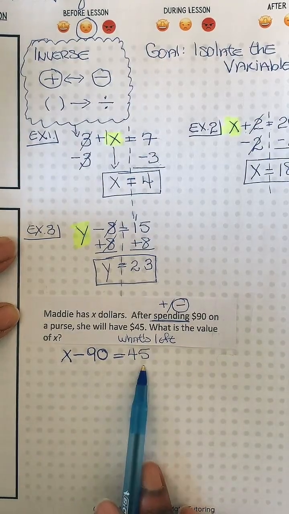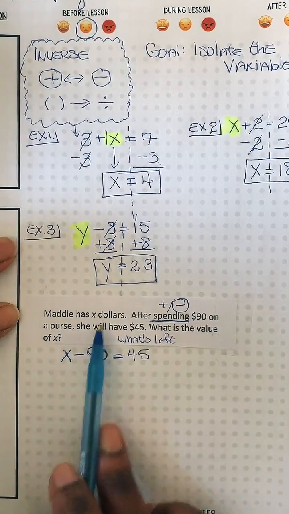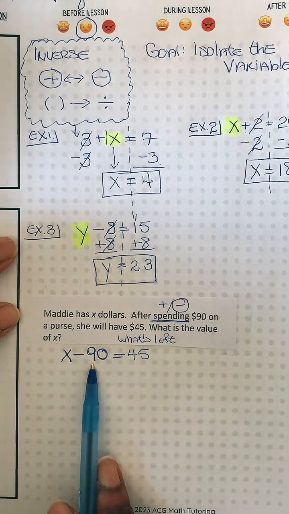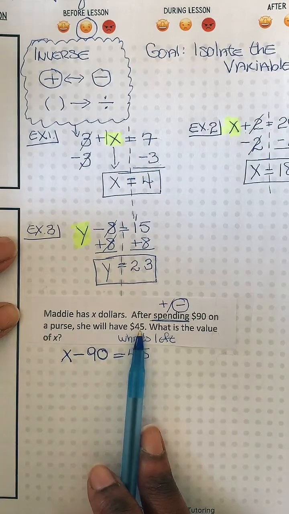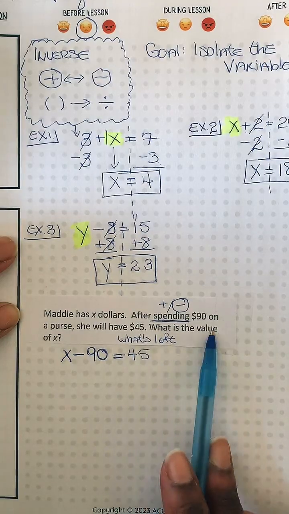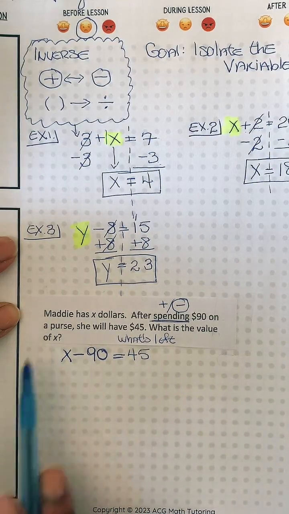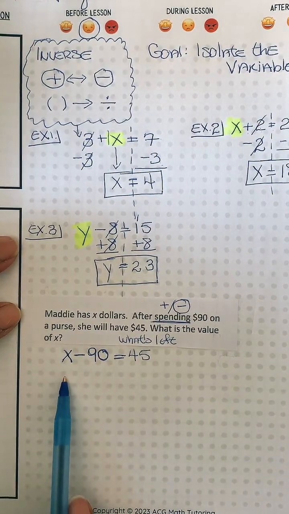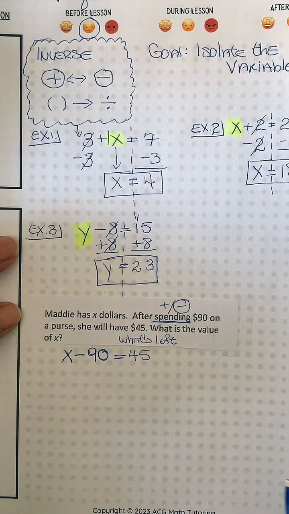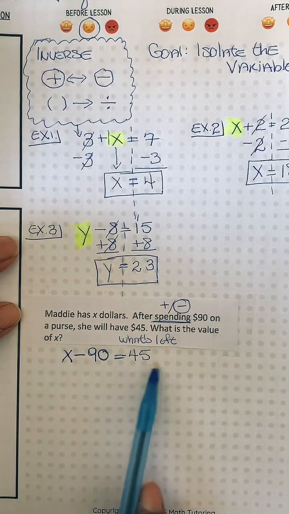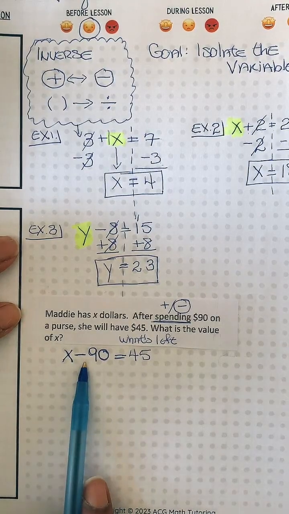So now this is how you set up your equation. Maddie started with X dollars. She's spending 90, so it's minus 90. And she will have $45. That means that's what she will have left, so it's going to equal 45. We want to know, what is the value of X? What was the amount of money that she had originally before she bought the purse? So since it is X minus 90 equals 45, we have a subtraction.